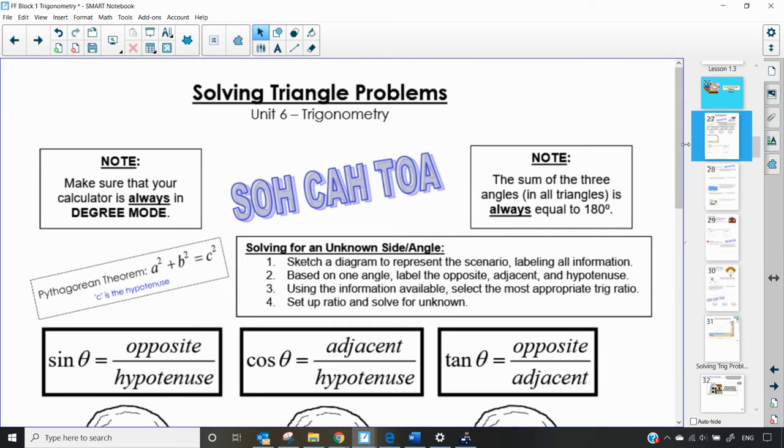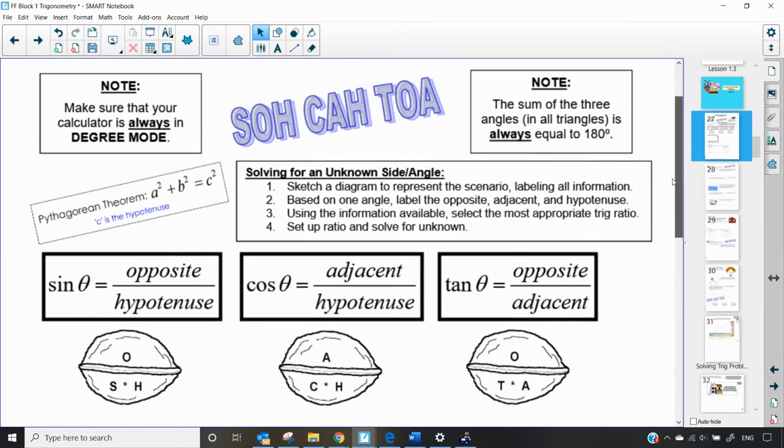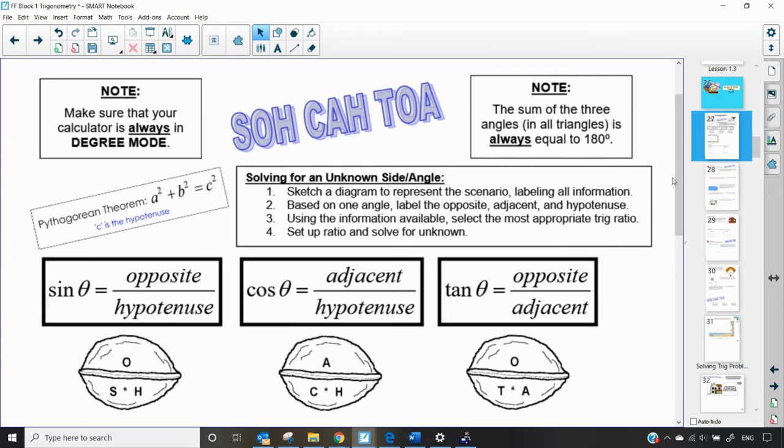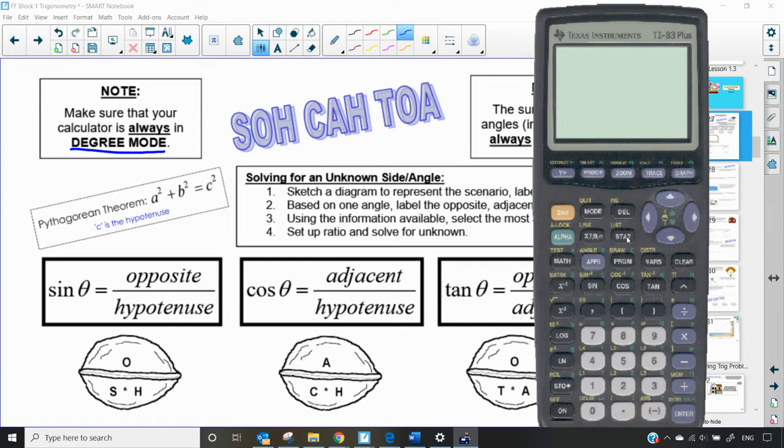All right, so before we get into solving problems, I just want to do a real quick refresher on everything we've learned so far. First of all, when we're working with our calculator, it's important that your calculator is always, always, always in degree mode. You're going to check that by going into your calculator, clicking on the mode button, and making sure that degree is highlighted, so degree to the right there.